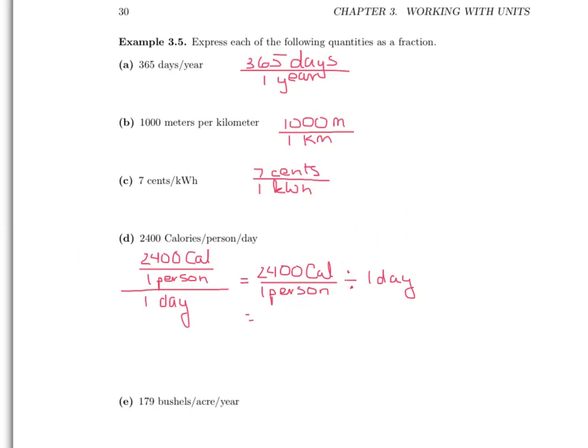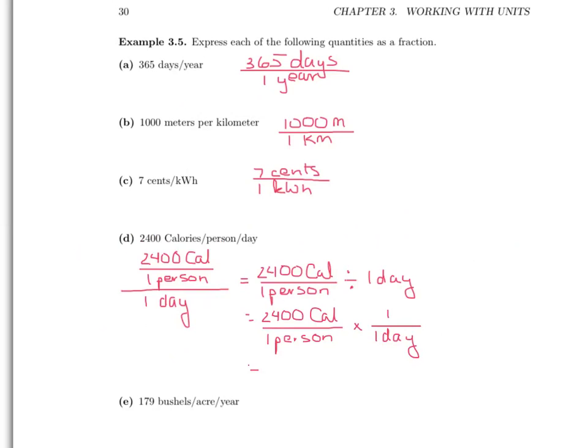Dividing by 1 day is the same thing as multiplying by the reciprocal of 1 day. And it's a little easier to see that if we use this form of the division. So I write 2,400 calories over one person times the reciprocal of 1 day, which is 1 over 1 day. So now we have two fractions to multiply.